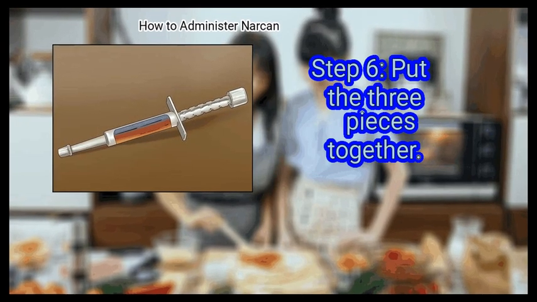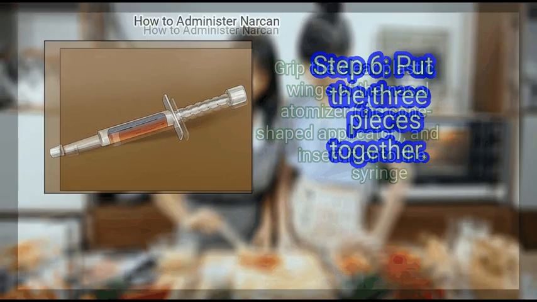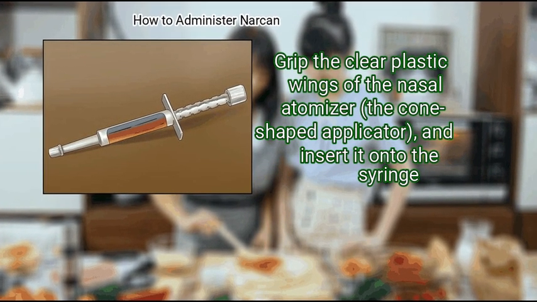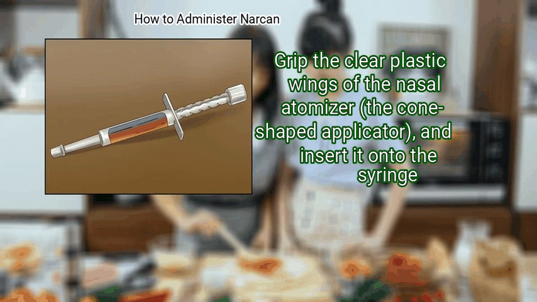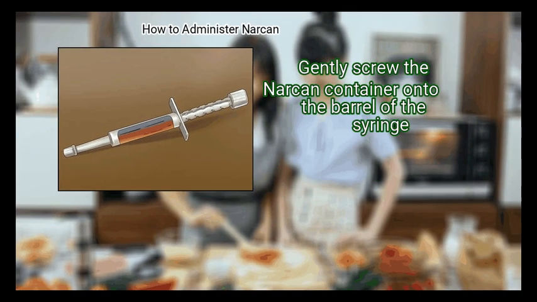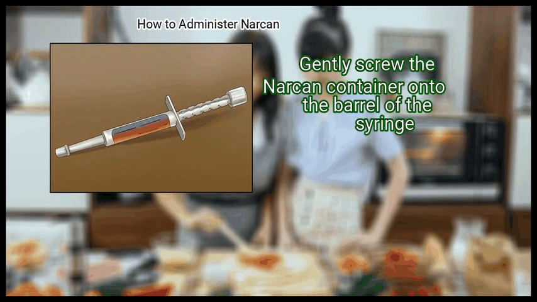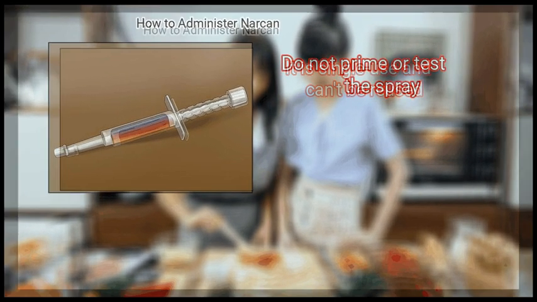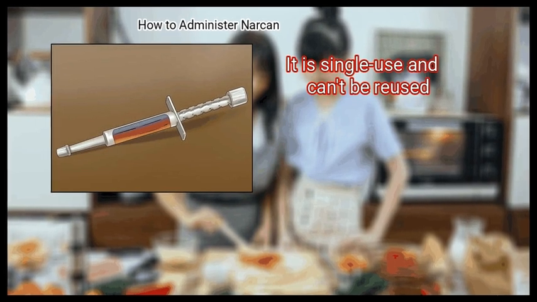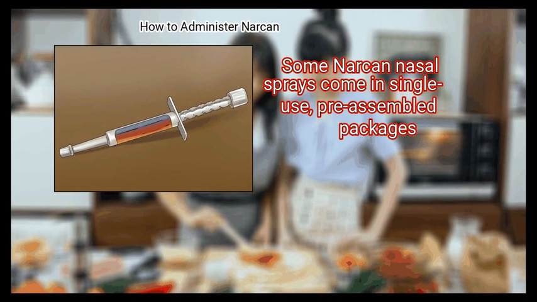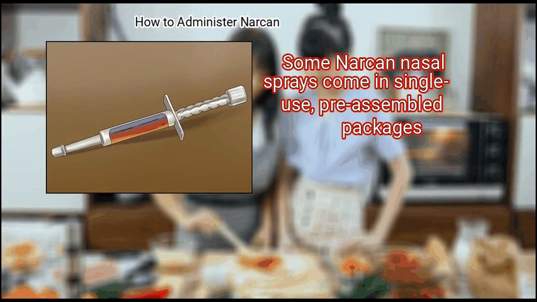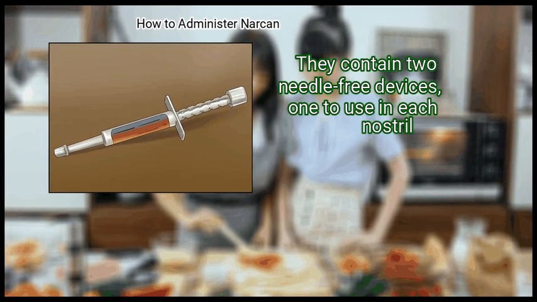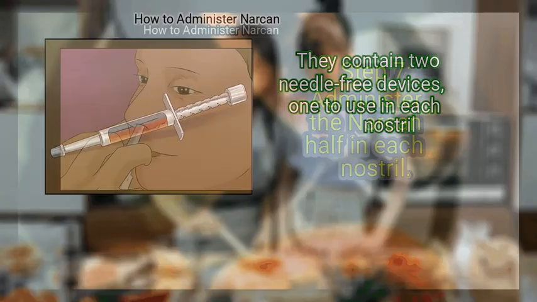Step 6. Put the 3 pieces together. Grip the clear plastic wings of the nasal atomizer, the cone-shaped applicator, and insert it onto the syringe. Gently screw the Narcan container onto the barrel of the syringe. Do not prime or test the spray. It is single-use and can't be reused. Some Narcan nasal sprays come in single-use, pre-assembled packages. They contain 2 needle-free devices, one to use in each nostril.